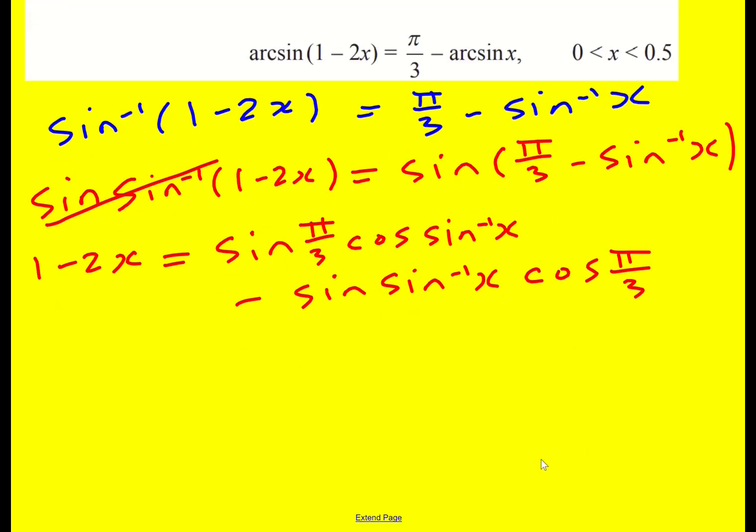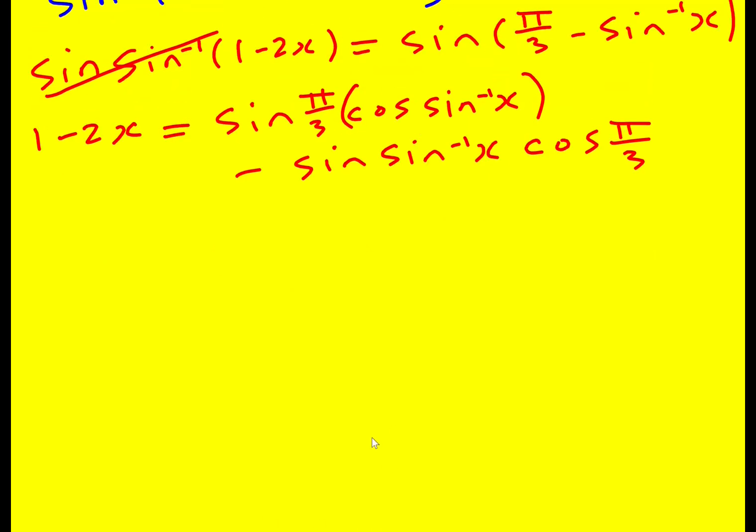The only issue here is this thing, this cos of inverse sine. Now, if you've done lots of these sorts of papers, you will hopefully be familiar with how to deal with that. If not, I will be going through it. 1 minus 2x will equal sine pi over 3. Remember that was root 3 over 2.